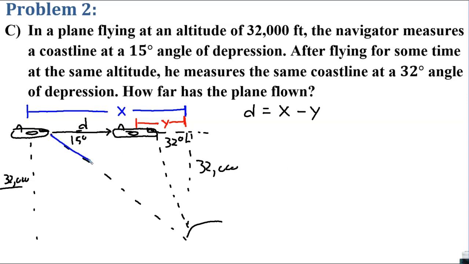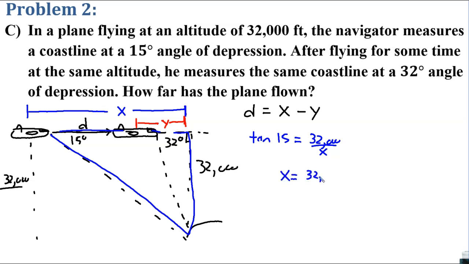And then to solve for the x, I'll use this 15 degrees. And that'll be with the larger triangle. Okay, we've got our 15, opposite side will be 32,000, adjacent's our x. So we've got tangent once again: tangent of 15 is equal to 32,000 over x. Alright, cross multiply, divide, that gives me x equals 32,000 over tan 15. When I plug that in, I get 119,426, rounded to the whole number.